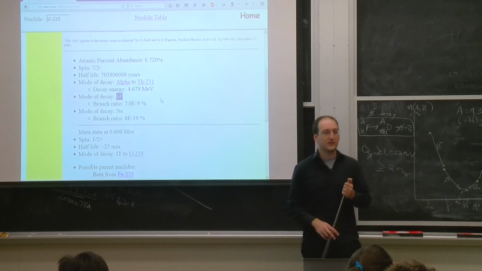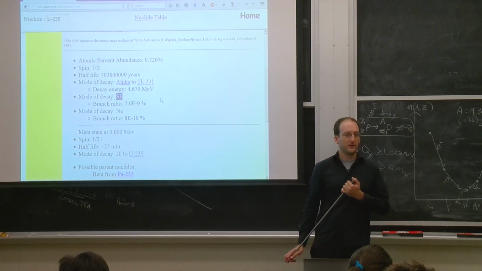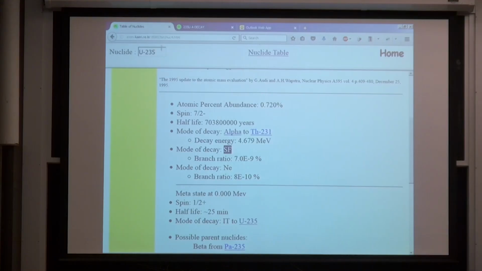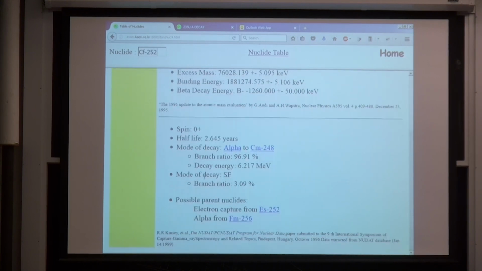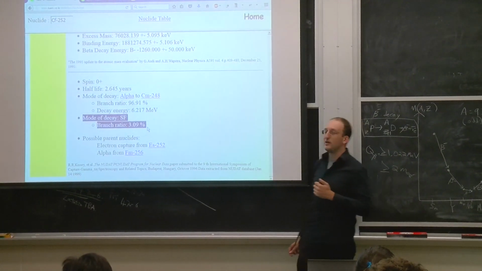We use other isotopes as kickstarters. For example, californium, I think it's 252. Let's take a quick look. Californium-252 undergoes spontaneous fission 3% of the time. It's even heavier, even more unstable.